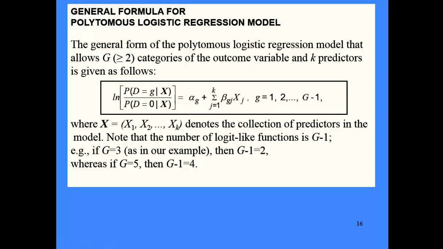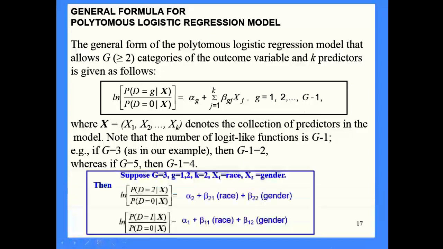It's not that bad. You just have to think about it a little bit. If G is equal to 3, you're getting these 2 models. If G is equal to 5, how many models are you getting? How many components are you getting? 4. Because you have to have G equal to 1, 2, 3, and 4. When G is 5, 5 minus 1 is 4. Okay, so that's the general formula for the Polytomous Logistic Regression model.